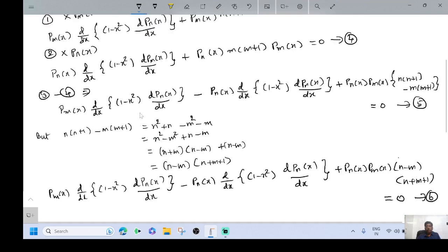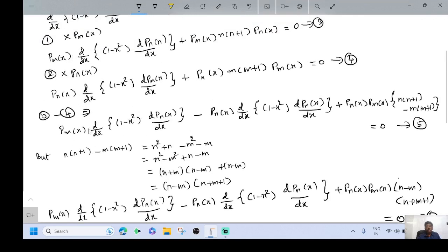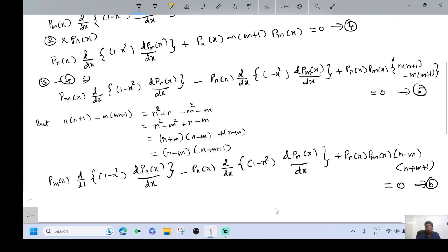So this is Pm of x d by dx of (1 minus x square) dPn of x, minus this term Pn of x d by dx of (1 minus x square) dPm of x. Here it is m, and here also you have to put m.